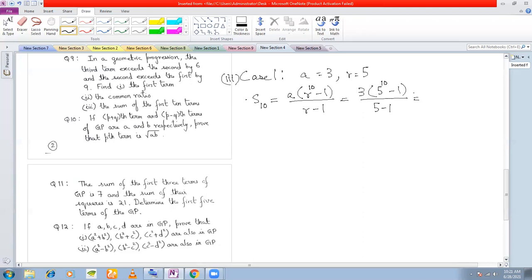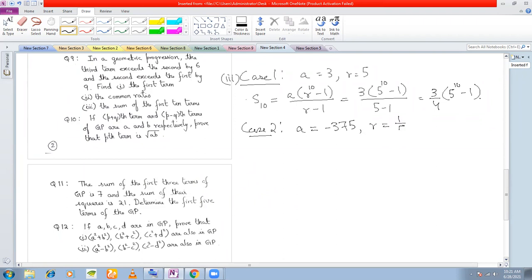Right? You can calculate this from your scientific calculators. I'm not calculating. So this is your first one. You can calculate this to be 3 by 4 times (5 to the power of 10 minus 1). For the second case, what were the a and r values? Tell me. a is equal to how much? a is minus 375. And what was r here?